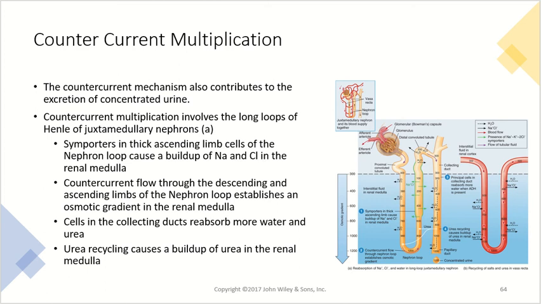So symporters in the thick ascending limb cells of the nephron loop are going to cause a buildup of sodium and chloride in the renal medulla, and countercurrent flow through the descending limb and the ascending limbs of the nephron loops are going to help to establish an osmotic gradient in that renal medulla. So cells in the collecting duct are going to reabsorb more water and more urea, and the urea recycling is going to cause a buildup of urea in that renal medulla.